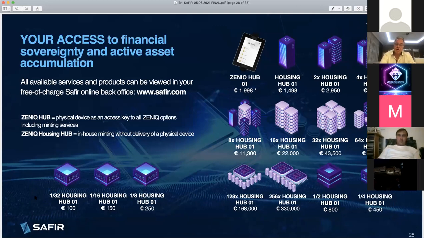That gives you a part of a full minting hub. So from 100 euro to 150 euro to 250 to 450 to 800. That gives me a part. Production capacity is 1 to 2 coins, 2 to 4 coins, 4 to 6 coins, 6 to 8, 10 to 15. And then for the full minting hub that produces all the coins just for you, it costs you 1,499 euro. The tablet in itself, which is the physical product, is 1,998. You can combine these minting hubs however you want.